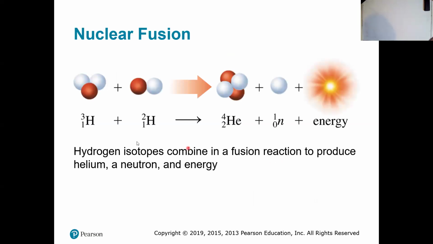This is an example of a fusion reaction. Here we have two hydrogen nuclei that are combining, and they're creating a larger helium nucleus. They're also releasing a neutron and some energy. So we have things that are joining together to make a new nucleus. That's an example of fusion.